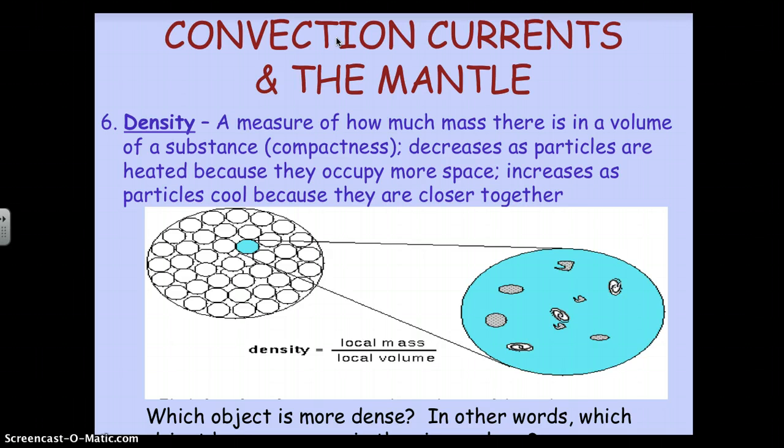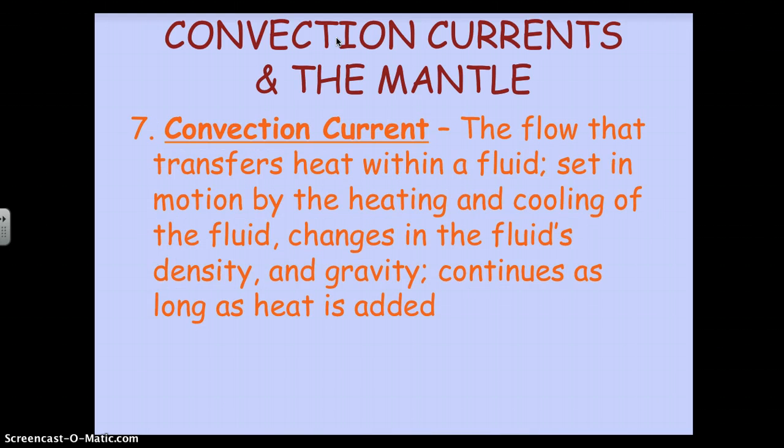Remember, heat excites molecules and they start moving and pushing away from each other, just like in a hot air balloon. A convection current is a flow that transfers heat within a fluid. It moves because of the heating and cooling of the fluid. As the fluid heats, the fluid's density changes. Gravity then pulls the fluid back down, and it continues as long as heat is added, as long as there's fluid to be heated.